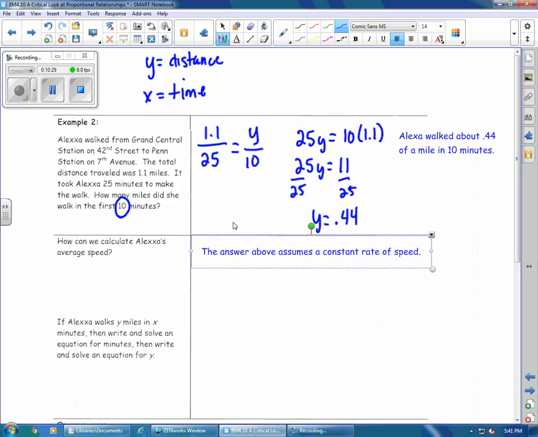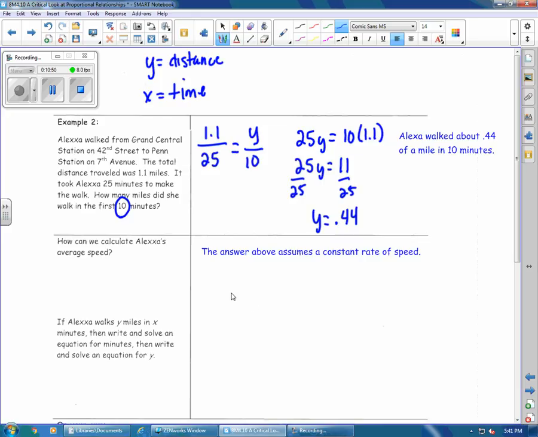It does not take into account if she had to stop and wait for a crosswalk, or if she stopped at an ATM and got money, or if there was traffic. So we have to assume that she's walking at exactly the same pace and she's not stopping between point A and point B, and we can talk about it then in terms of this type of an equation.